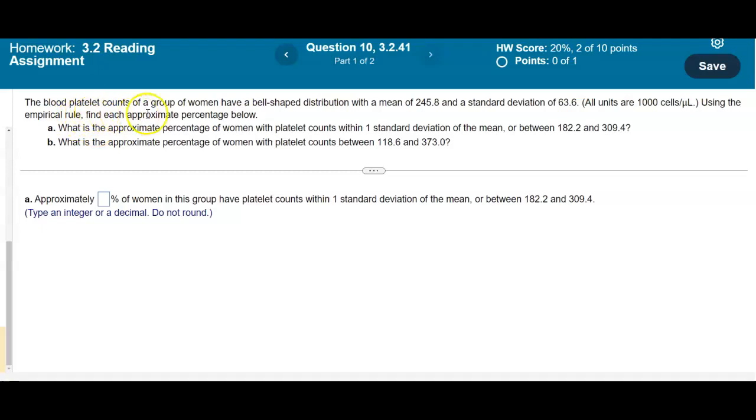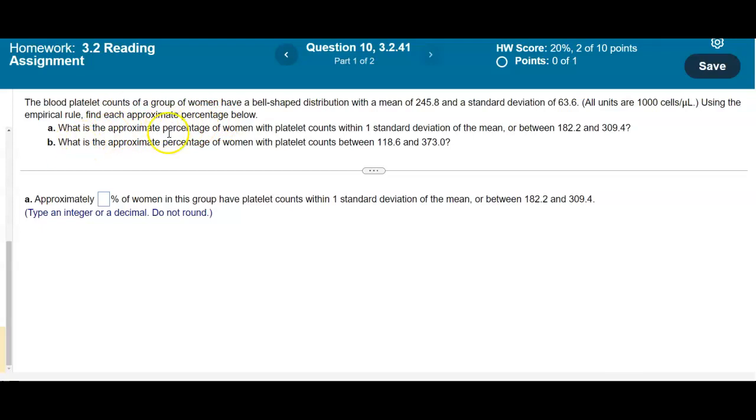The blood platelet counts of a group of women have a bell-shaped distribution with a mean of 245.8 and a standard deviation of 63.6, and all units are in 1,000 cells per microliter. Now, using the empirical rule, we want to find each approximate percentage below.